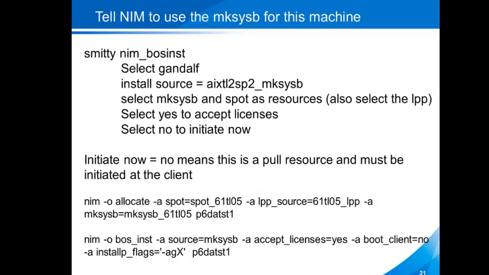If I don't select no, it will try to perform the mksysb restore. That's what we call a push install. So I make sure it's a pull resource, and I set it to no. That means that I can go to the client now and boot from SMS mode to restore from that mksysb. It just gives me more control. And down the bottom you can see that I have the option to use nim -o allocate to pre-allocate the resources, and then I can just tell NIM to do a bos_inst. And again, the equivalent to initiate now equals no is boot_client equals no on the command.